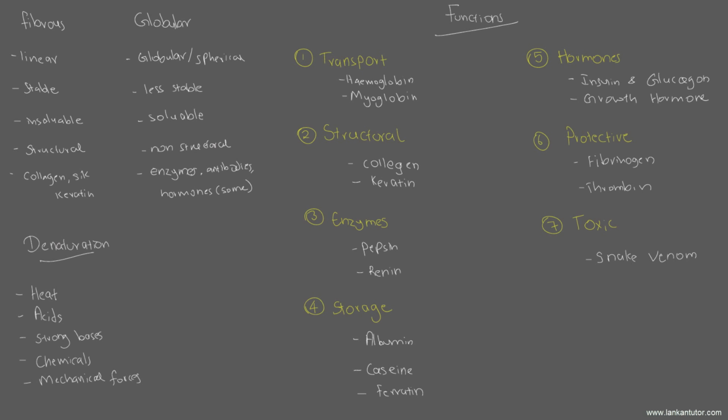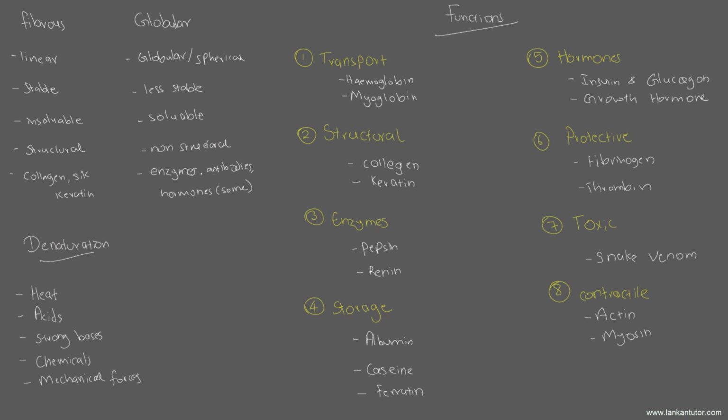And finally, the eighth type of protein is the contractile protein. It is involved in movement. For example, actin and myosin, they are the proteins that enable muscular contraction. So there we have it. Those are the functions of proteins. The functions are transportation, structural functions, enzymes, storage, hormones, protective functions, toxic and contractile functions.